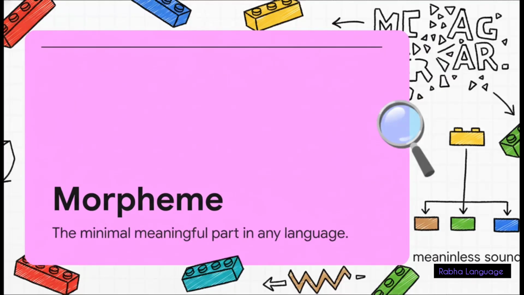And that little building block has a name. It's called a morpheme. Now, this isn't always a full word. It could be a prefix or a suffix or just a root. Think of them like a single Lego brick of meaning. If you try to break it down any more than that, you just get meaningless sounds.